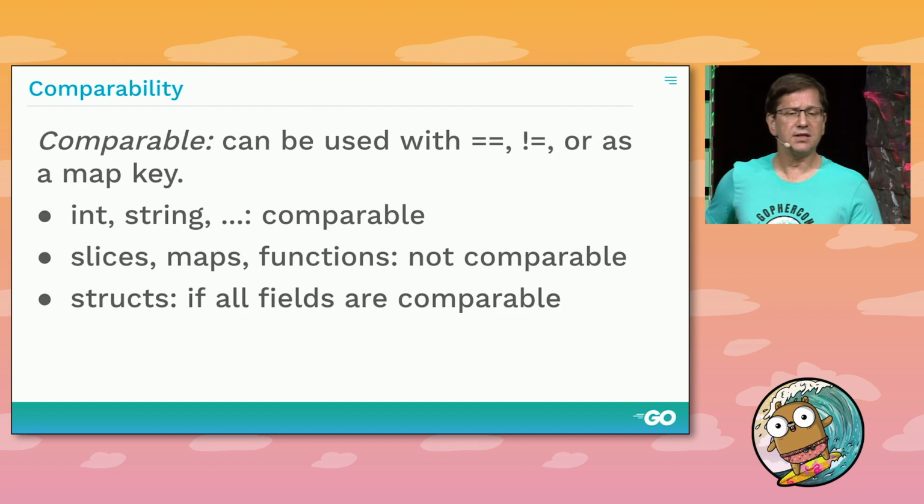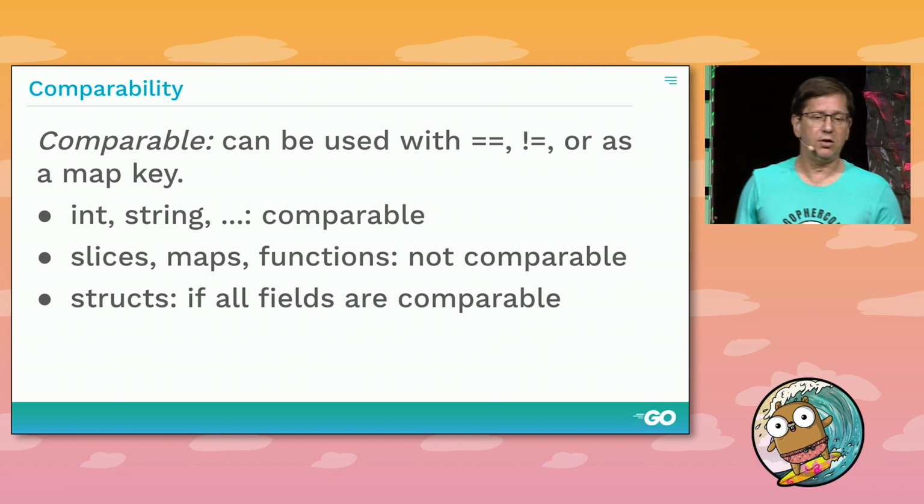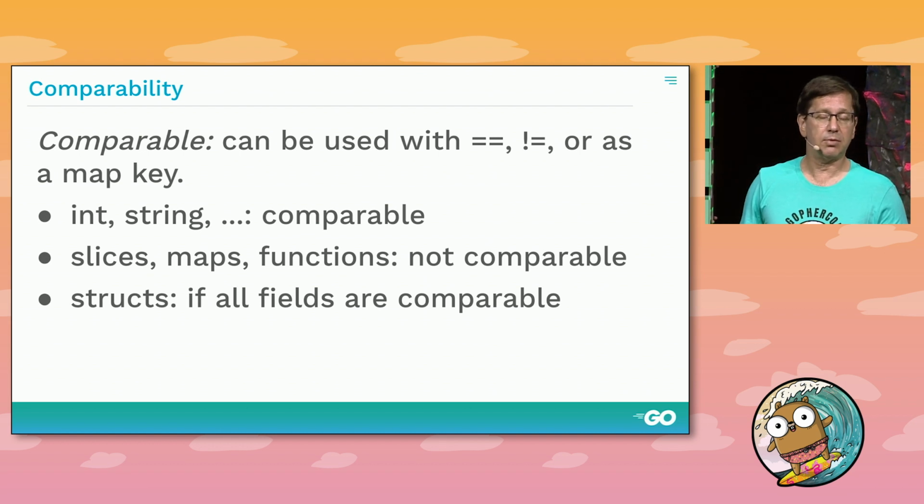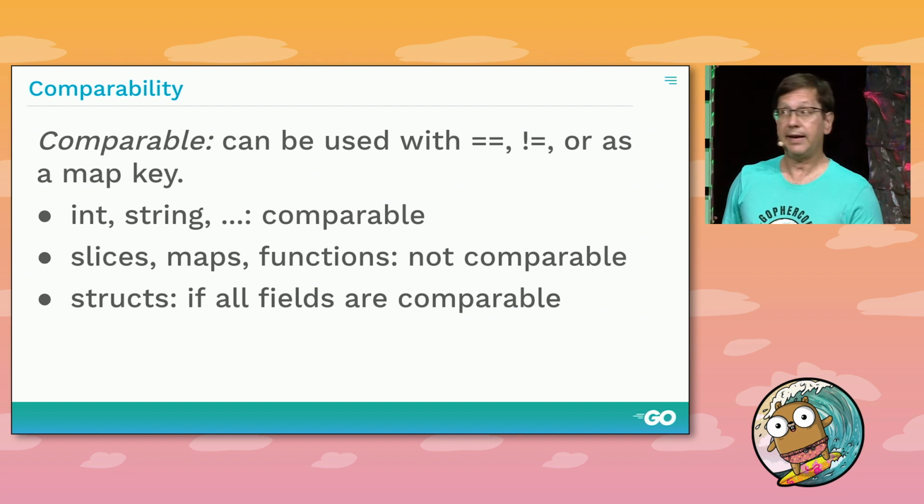After struct literals and field selection, we have comparison, the third way you can use structs. This one's particularly interesting. The Go spec defines the word comparable to describe a type that can be used with the equals or not equals operators, or as a map key. Basic types like numbers and strings are comparable, as are a few other types. Slices, maps, and functions are not. And structs, well, it depends on the fields. A struct type is comparable if all its fields are comparable. All its fields, not just exported fields. Let's see how that plays out.